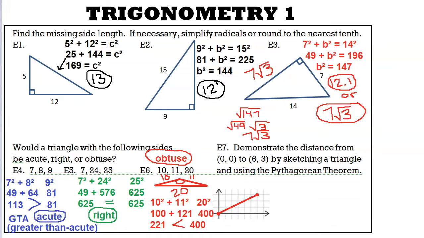So I bring that up because for some people this is going to be a new topic, but for you, I don't think it's going to be. Demonstrate the distance from 0, 0 to 6, 3 by sketching a triangle and using the Pythagorean theorem. Well, we just talked about this. The Pythagorean theorem only works for right triangles, which means if you are going to sketch a triangle and count the squares so that you can use the Pythagorean theorem, you would have to sketch a right triangle.